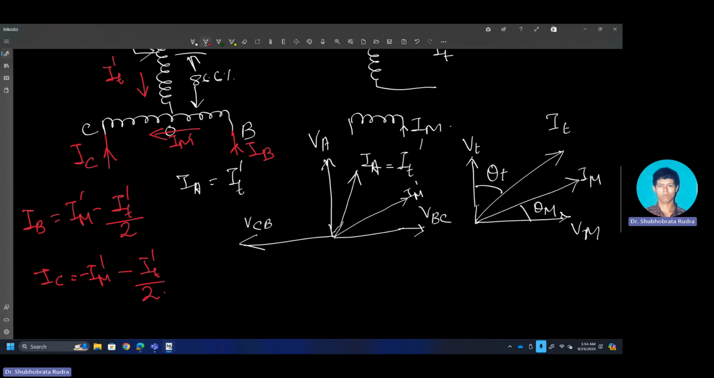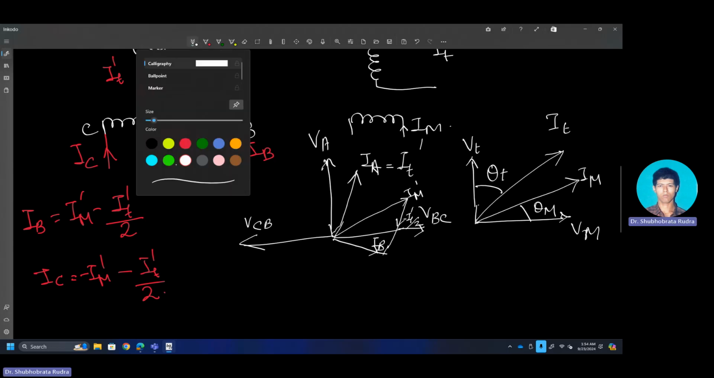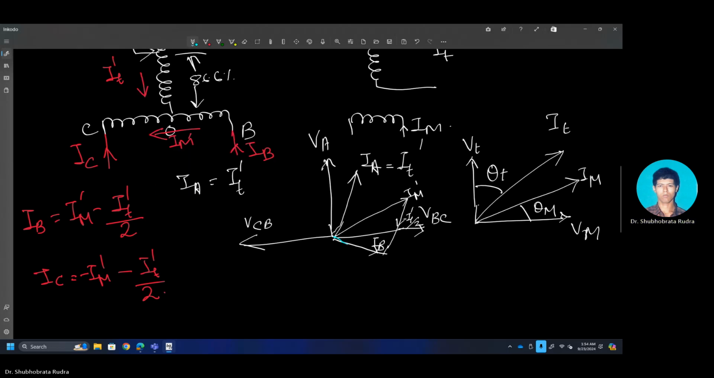Fine, fair enough. Now, what do we need to do? We have to draw minus IT dash by 2. So let us draw minus IT dash by 2. That is our minus IT dash by 2. Now this will give me my IB. What has been asked? The IB phasor must be collinear with your VB. So this is VB and IB must be collinear.